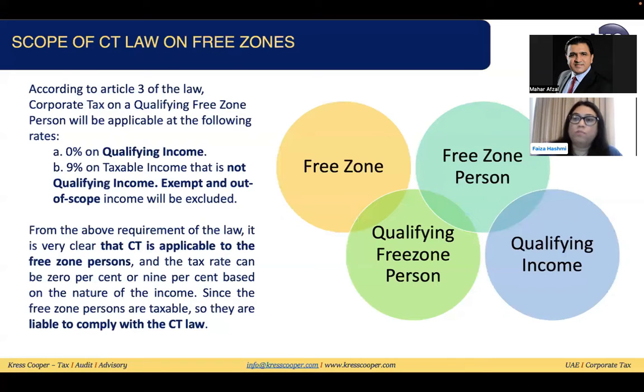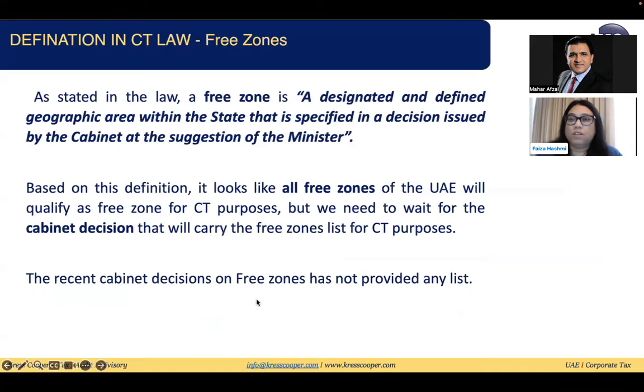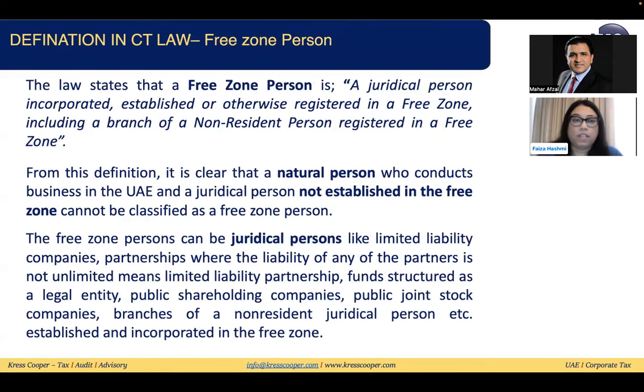So I will be joined by Mahar Afzal, who is the managing director of Press Cooper, and together we will be taking you through some of the provision of the law, some of what had come out in the cabinet decision, and then what is happening in the revised cabinet decision, or what new changes have been made.